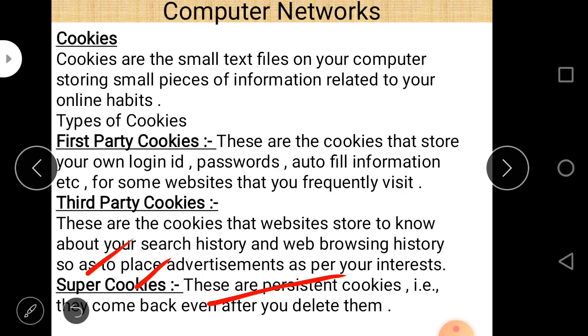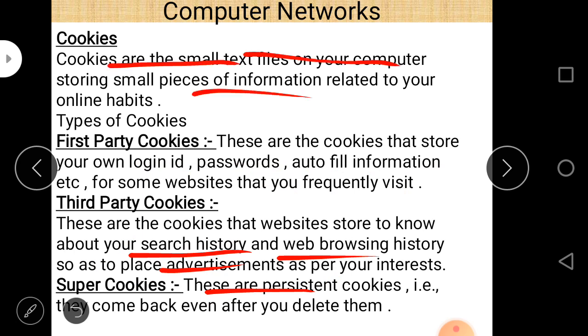So, first party cookies and third party cookies. First party cookies: login ID, password required. Third party cookies: search history and data is stored to show advertisements as per your habits. And super cookies are the persistent cookies. And the definition of cookies: small text files stored in your computer, with information stored related to your online habits. So this is the definition of cookies.